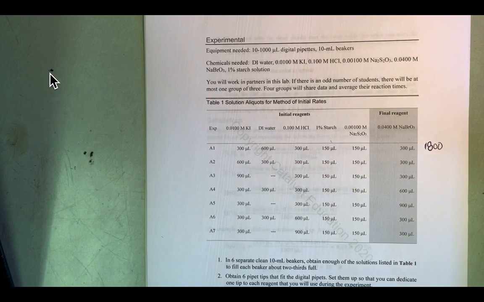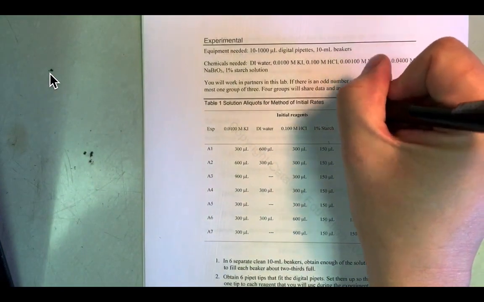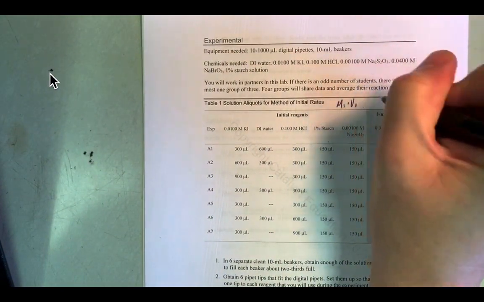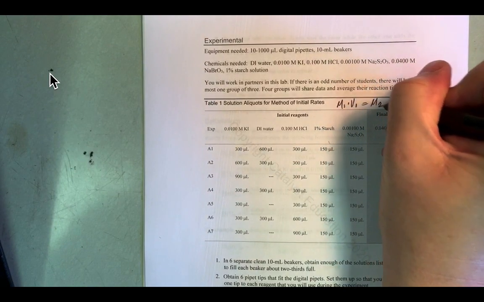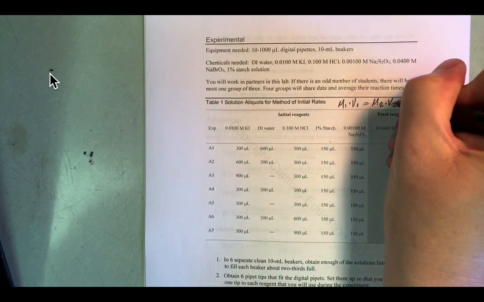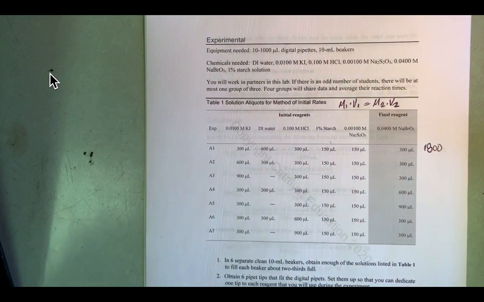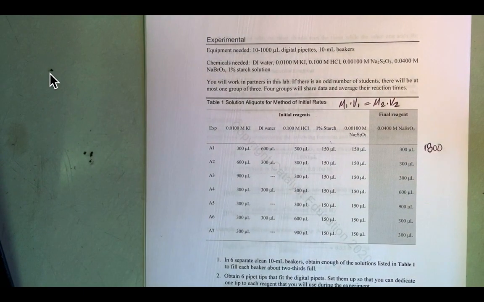And what I'm going to show you is the same process as using the dilution equation. The M1 is essentially the same as this: M1 times V1 equals M2 times V2, that you might remember from first semester of general chemistry. But it's just another way to think about it and probably a faster way to look at it.